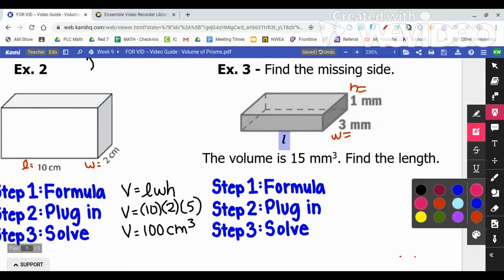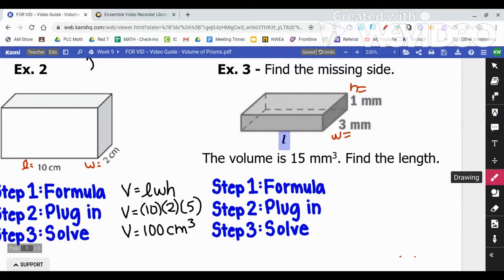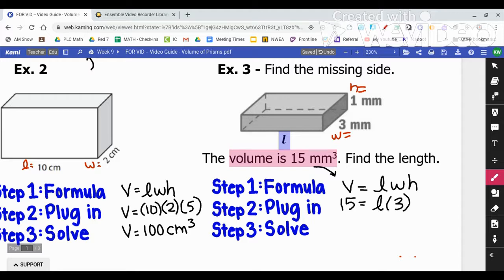This example is different. It says find the missing side. It has given us the height, it's given us the width, but it's asking us for the length. The other piece of information that they've given us is that the volume is 15 millimeters cubed. So when I plug into the formula, I have to start by plugging in 15 for volume. I don't know the length, so I leave that as a variable. And then I plug in my width and my height.